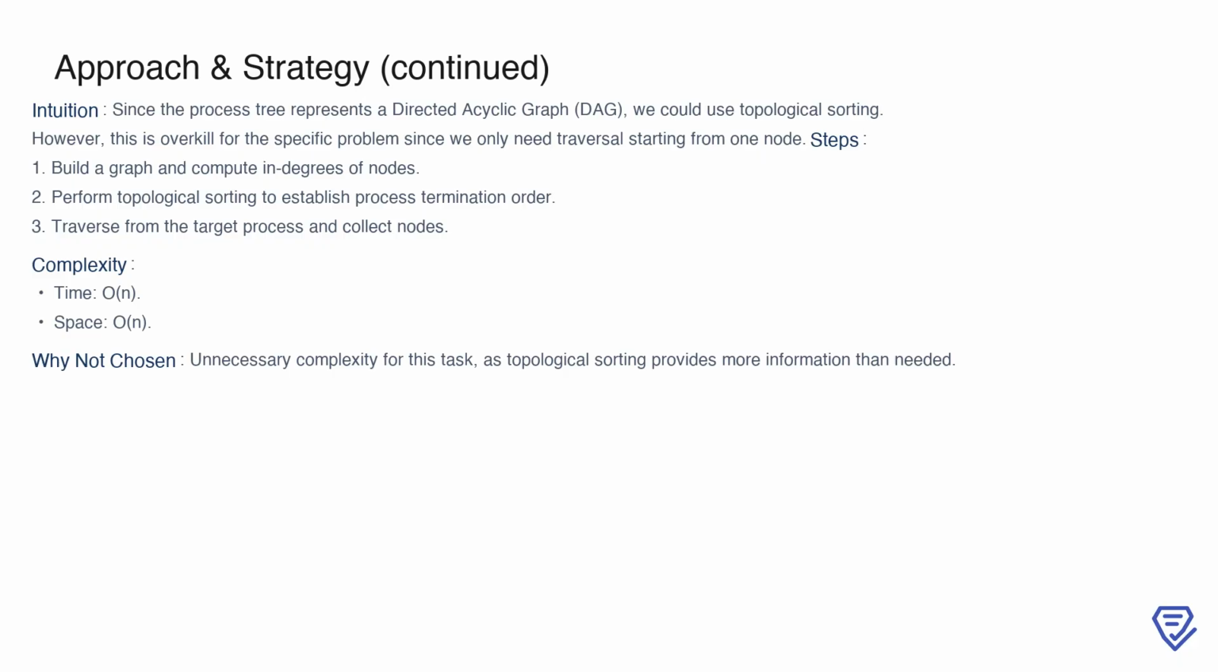While this approach is efficient, with a time complexity of n, it introduces unnecessary complexity for the problem at hand. Topological sorting provides a complete termination order for all processes, which is more information than we actually need since our goal is simply to traverse from a single starting node. Because of this over-engineering, the topological sorting approach is not the most practical choice for this specific task.